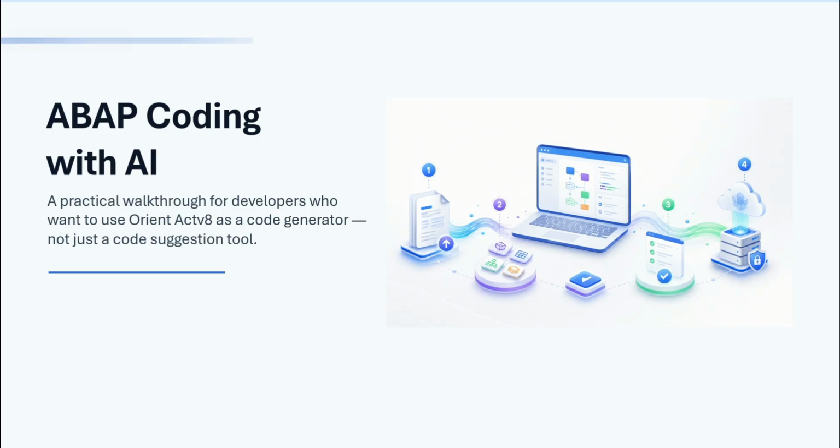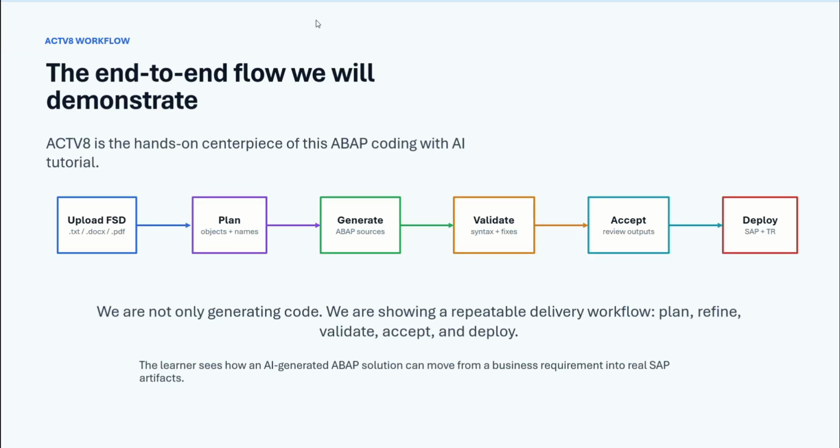In this course, we are going to see how Activate can be used not just as a code suggestion tool, but as a complete code generation workflow for ABAP developers. We will start from a functional specification document, generate the required ABAP artifacts. The idea is to understand how an AI-generated ABAP solution can move from a business requirement into real SAP objects using a structured process. Plan, generate, refine, validate, accept, and deploy.